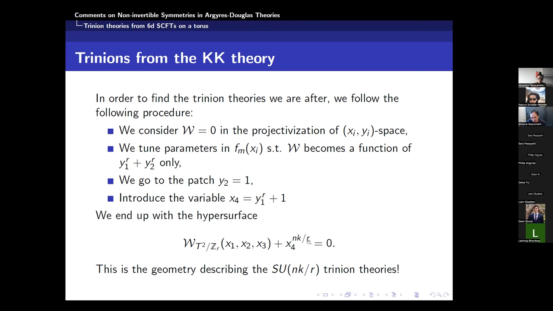Here we get gauge group SU(nk over r). Notice also that this is just the maximal choice for the rank. If we tune the coefficients inside fm in a different way, we can get other trinions with lower exponent for x4, which can be any divisor of nk over r. Are there any questions on this?